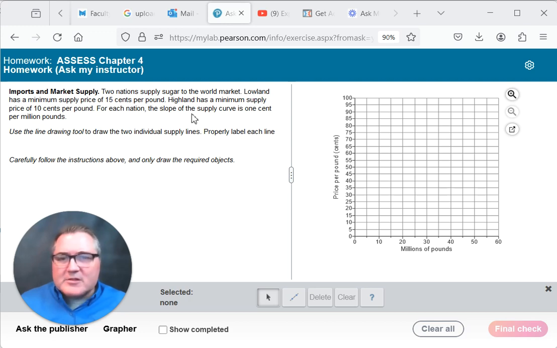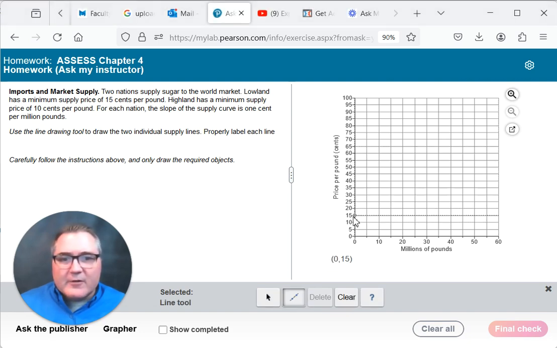Okay, and we know that the slope of the curve is 1 cent per million pounds. So every million pounds it goes over, right? Or probably a better way to look at it is if people are willing to pay 1 cent more, there's going to be a million pounds more supplied. Okay, so that's the way this is going to work. So at 15 cents, lowland is at zero, right? That's the minimum supply price. They're really not supplying anything, but that's where they get down to zero. So 0 pounds of sugar at 15 is where we would start.